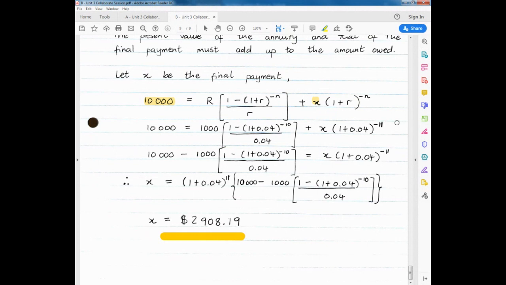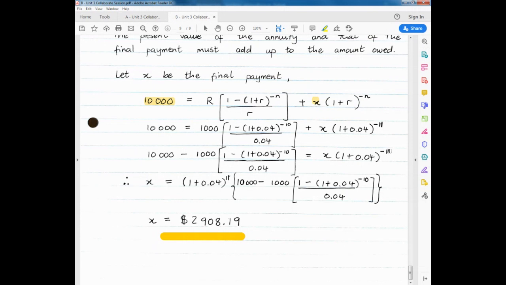Okay, so if you don't want to type this whole thing, like Mr. Fanini is saying as well, you can do it step by step. You can calculate this part and store it in A, and then you calculate this part and store it in B. So that would be 10,000 minus A, and you make that B, and then finally you divide B by 1 plus 0.04 to the power of negative 11.